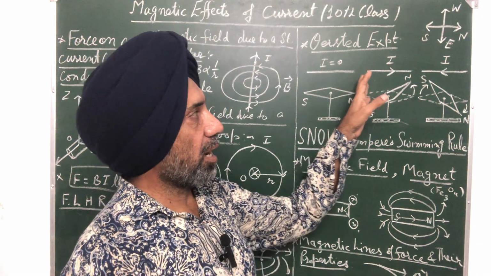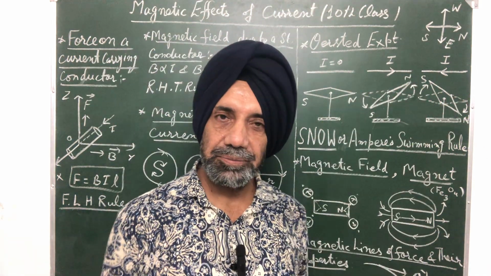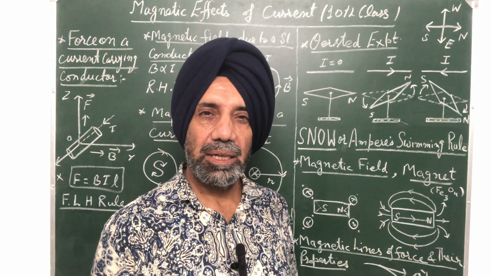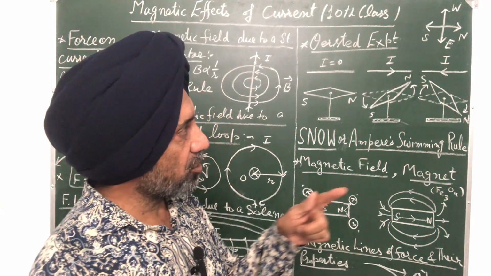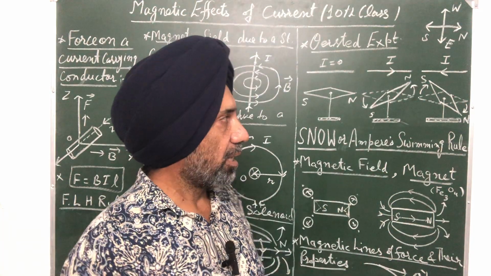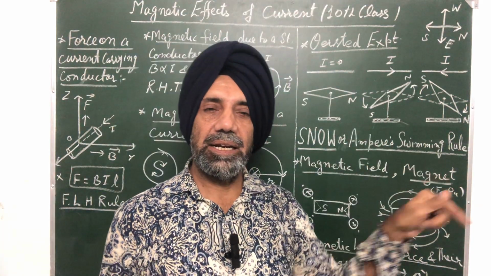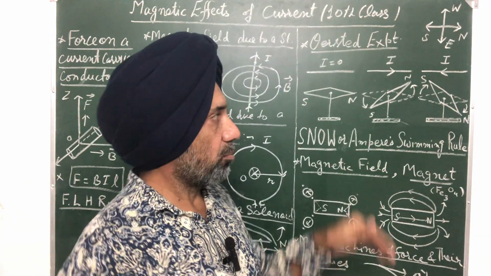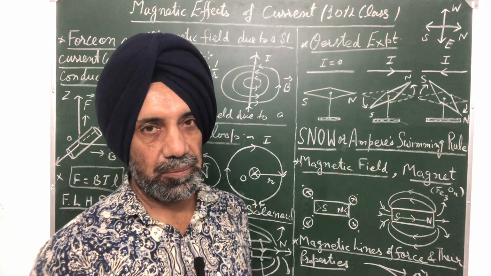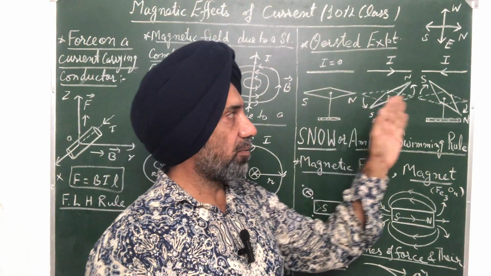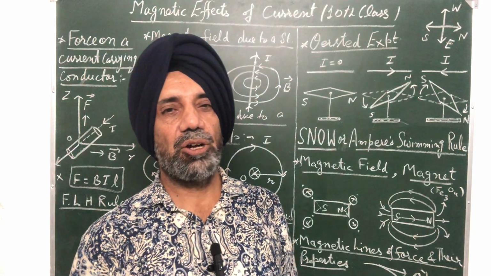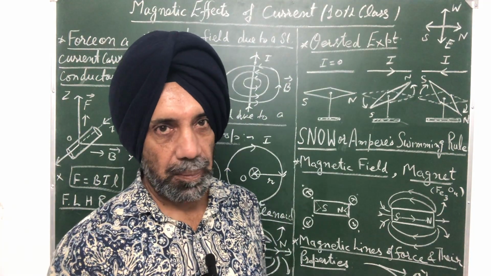whenever a current is flowing through a straight wire, it produces magnetic field around it, and because of the interaction of two magnetic fields, one due to wire carrying current, another due to magnetic needle itself. So due to interaction of these two magnetic fields, needle gets deflected, and direction of deflection of the needle gets reversed when direction of current is reversed.